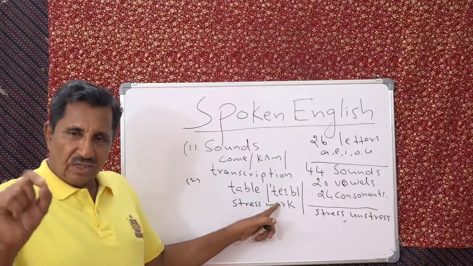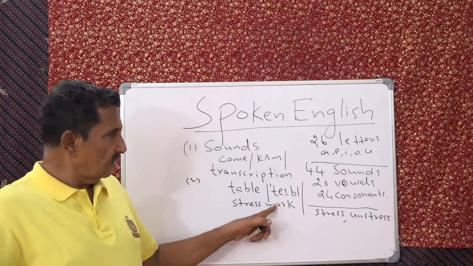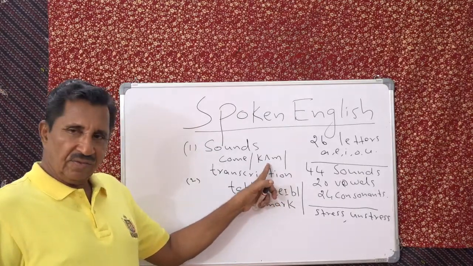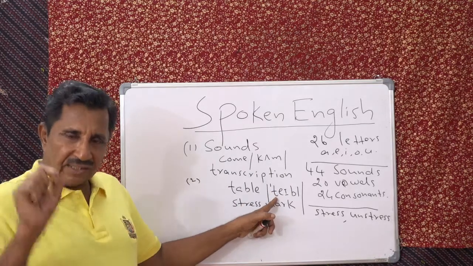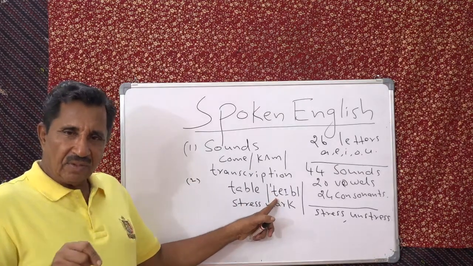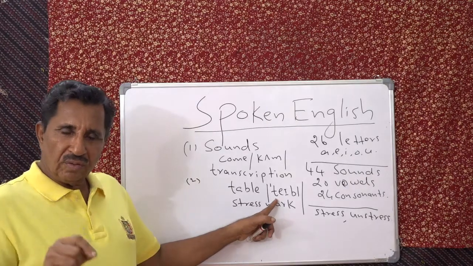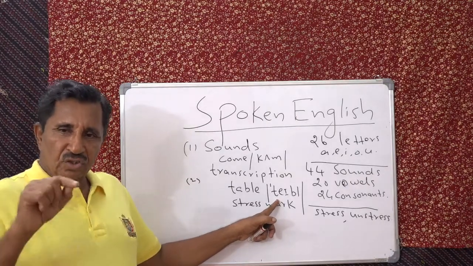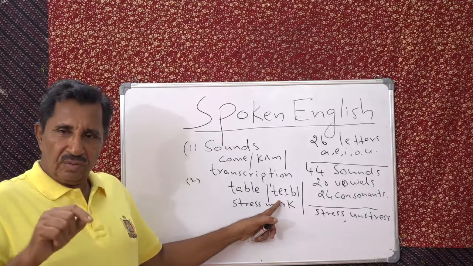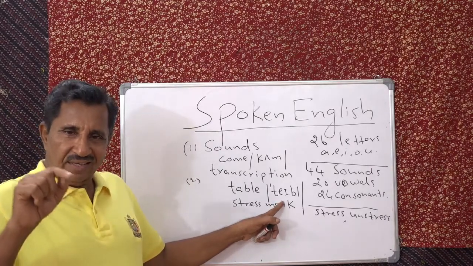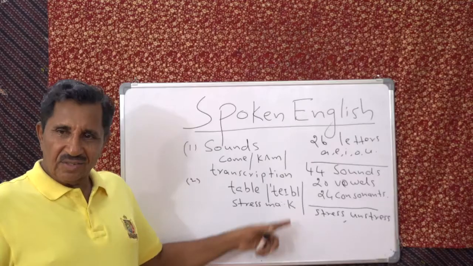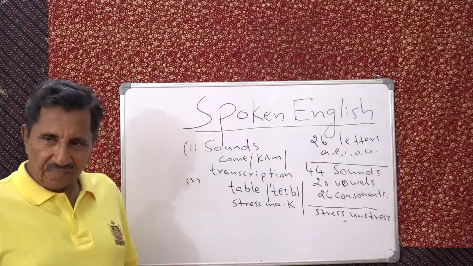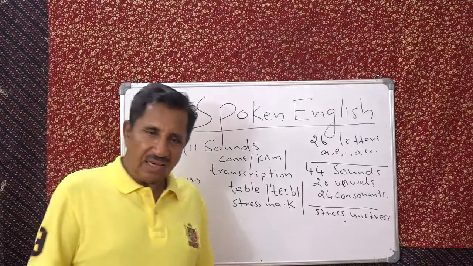Whenever you study a new word, first study the pronunciation. Then find out where the stress is and practice it. Table, school. Don't say school flatly, but school with the stress. So use that. Okay. You look up the dictionary and learn this.